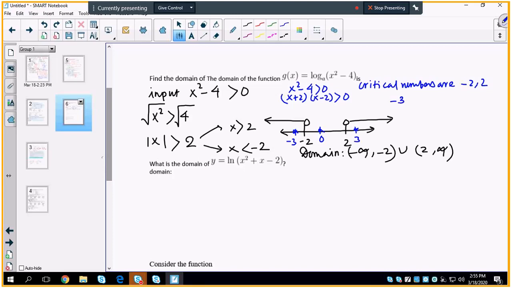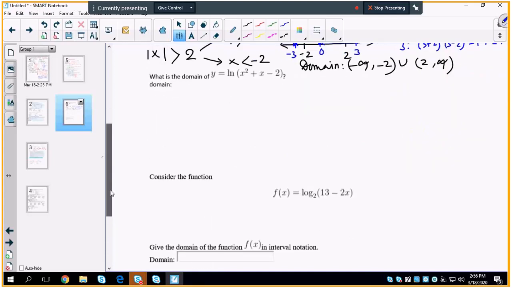At negative 3, using the factored form, I get negative 3 plus 2 times negative 3 minus 2. Both of them being negative, I get negative times negative, which is positive, so that's good. For 0, I get 0 plus 2 times 0 minus 2. The first one is positive, the second one is negative, so the total sign is negative, not good. For 3, I get 3 plus 2 positive, 3 minus 2 positive, so the total sign is positive. So I take that interval. Either way, you can find the domain in this way.